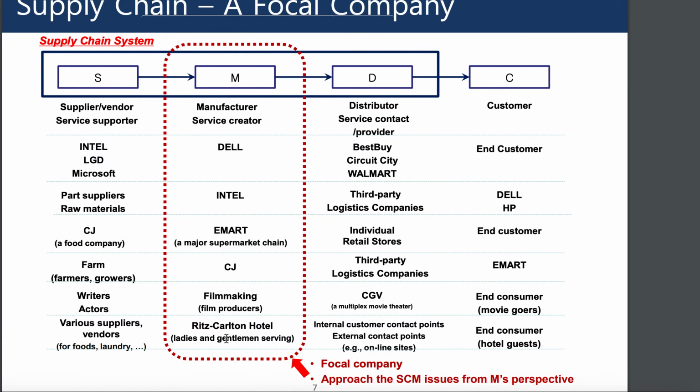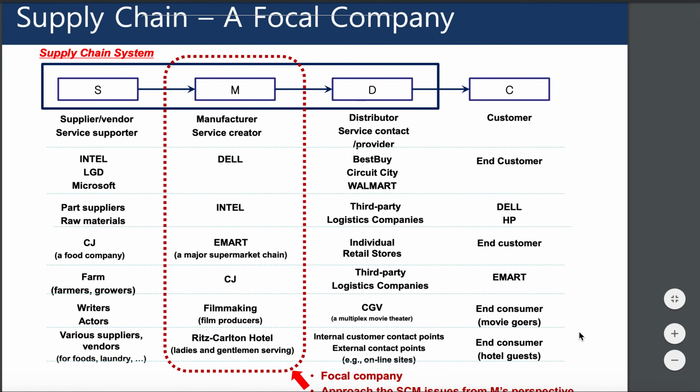So maybe the hotel can be in different positions. It can be both M and D, and customers enjoy the stuff that went through M inside the hotel. So the hotel actually lies on all three positions in this case. So what I want to tell you is basically that a company can lie in different positions of a supply chain.